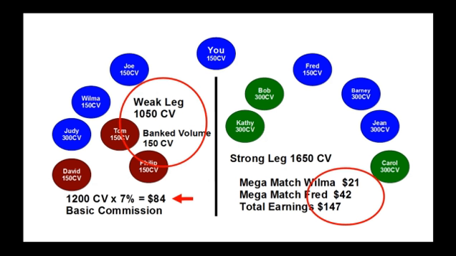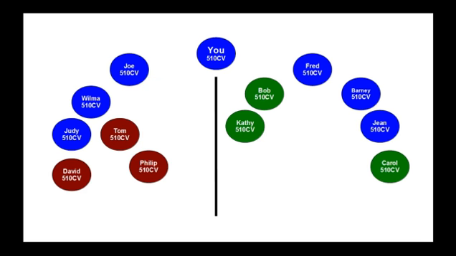And you earned mega matches of $21 and $42, so your total earnings, not counting leadership, not counting the Go Elite program, because no one here is qualified to be Elite Honors qualified. So your total earnings was $147.